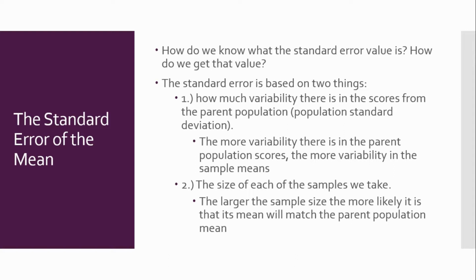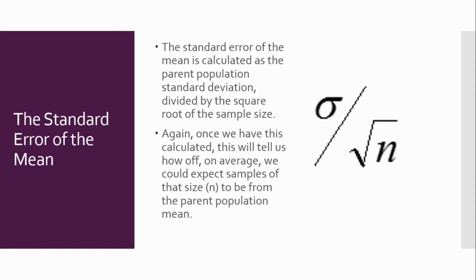This should make intuitive sense to you: the smaller your sample size is, the more error you'll have. In other words, the smaller your sample size is, the more that mean will not match the parent population mean. The larger your sample size is, the closer that sample mean will be to the parent population mean. So if we take a bunch of samples from the parent population and those samples are fairly large, then our standard error should be pretty small because each of those sample means was pretty close to the parent population mean. So on average, all those sample means will not be very far away from the parent population mean.